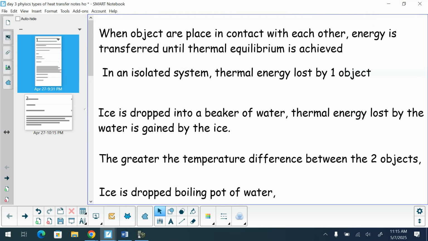When objects are placed in contact with each other, energy is transferred until thermal equilibrium is achieved. Okay, if you would take an ice cube and put it in a glass of water, or you take an ice cube and bring it into this room, the room and the ice cube will exchange energies back and forth.